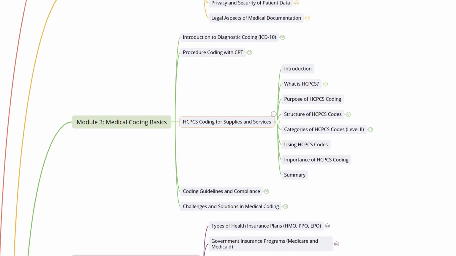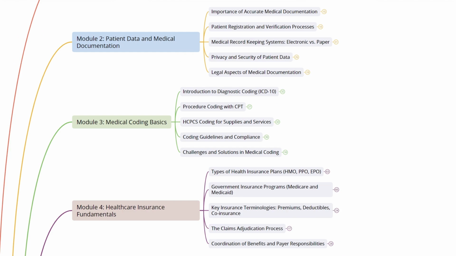Next, HCPCS coding for supplies and services. Healthcare Common Procedure Coding System, also referred to as HCPCS. Codes extend CPT coding to include durable medical equipment, supplies, and certain services not covered by CPT. You will learn how HCPCS codes integrate with billing workflows, particularly for Medicare and Medicaid.